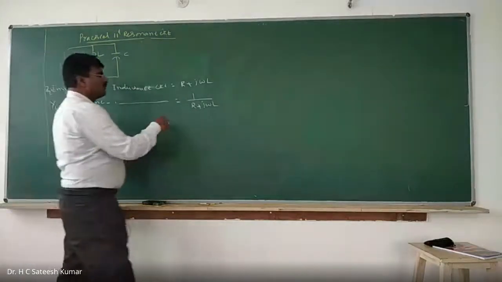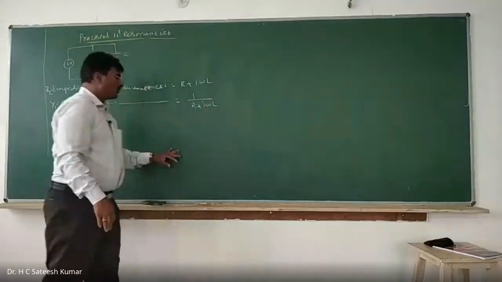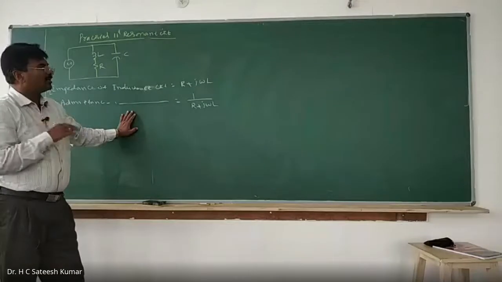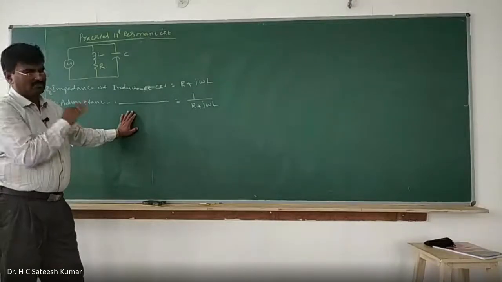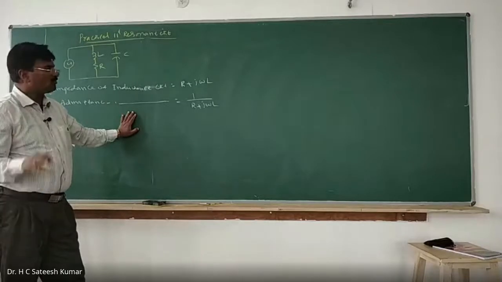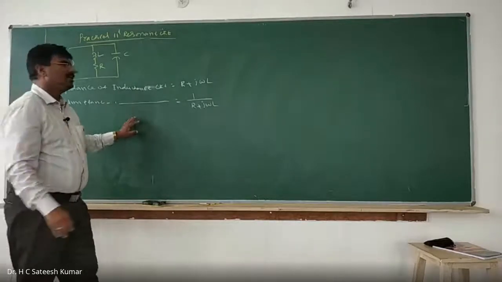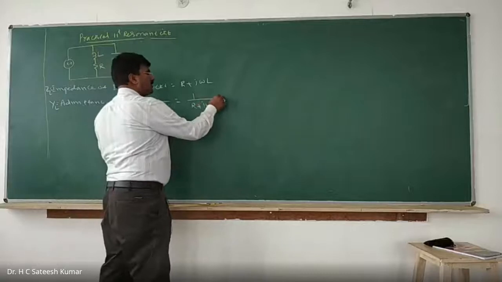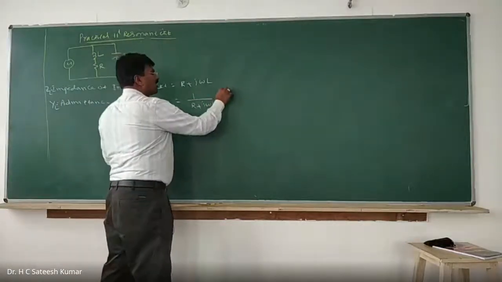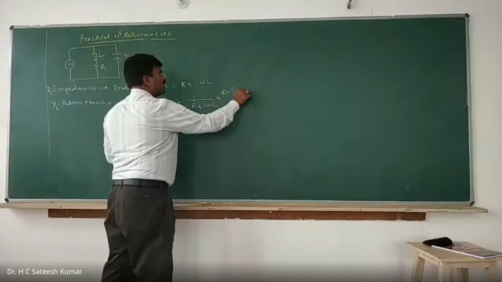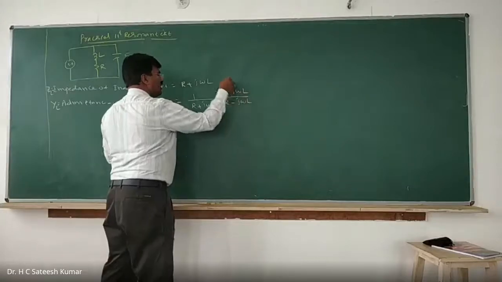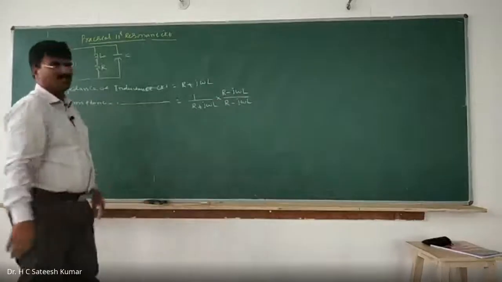Why do you want to separate the real part and imaginary part? Because ultimately, while doing the resonant frequency, we said the imaginary part will become zero. Real part and imaginary part should be separately available. Hence, we multiply by the conjugate, R minus j omega L divided by R minus j omega L, multiplying and dividing by the same quantity.